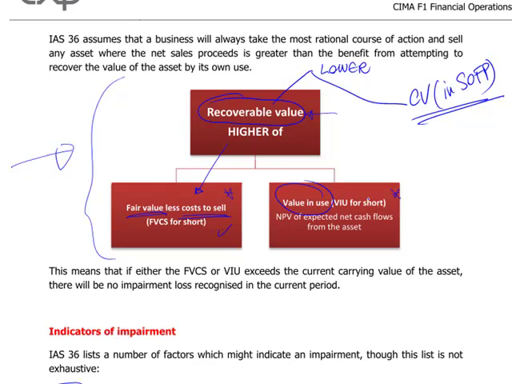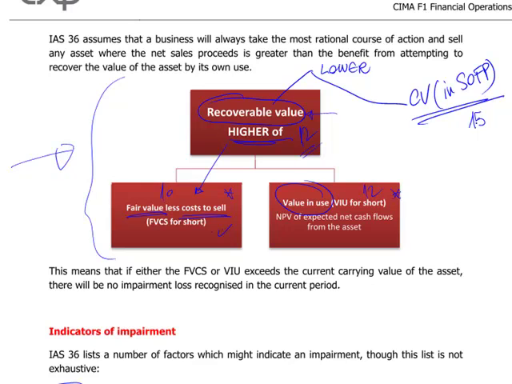Let's say I have a figure for fair value. Maybe the value in use will be given to you. What do you do? You take the higher of the two. So let's say fair value is 10 and value in use is 12. I'm taking the higher of the two, 12. I have my recoverable amount of 12, and let's say the carrying value was, let me invent something higher than 12, 15. So what do we have to do now?